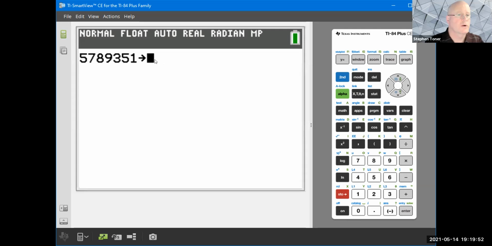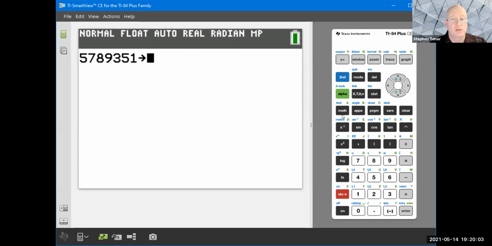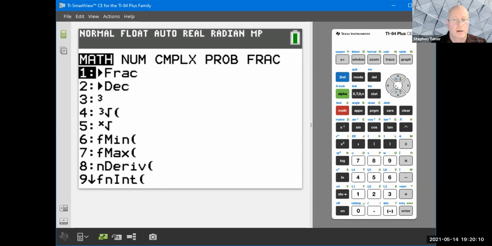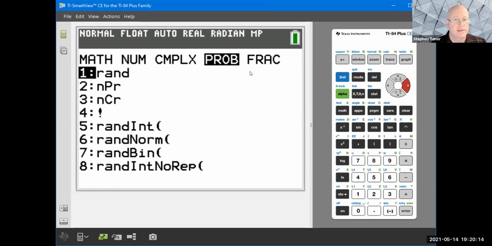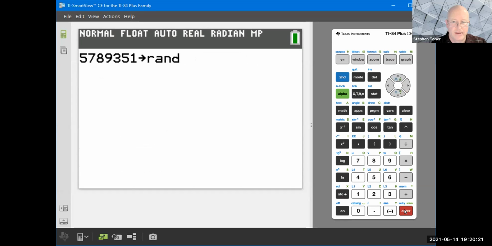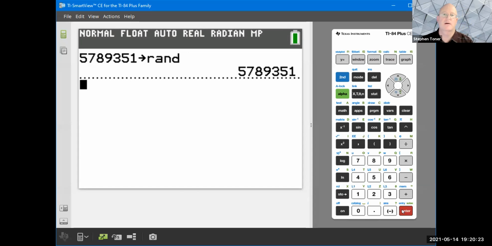When you hit store, you get a little arrow on your screen. Now, what that's going to do is allow you to store whatever number you typed in into a memory location, which is going to be called rand, for random number. Now we're going to hit the math button, which just turned red. We're going to move over 3 columns to the right to probability, and that first choice there is rand. So hit enter, and then hit enter again, and it will put that number there.